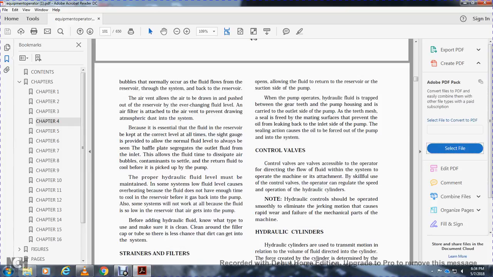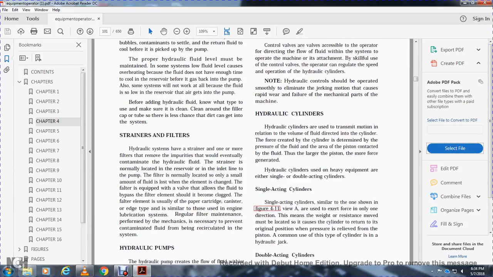Alright, control valves. Control valves are used to direct the flow of the fluid in the system of the operating machine with attachments. By skillfully using the control valve, the operator can regulate the speed of operation of the hydraulic cylinder. The hydraulic control allows the operator to smoothly eliminate jerking motion, which can cause rapid wear and failure of the mechanical parts of the machine.